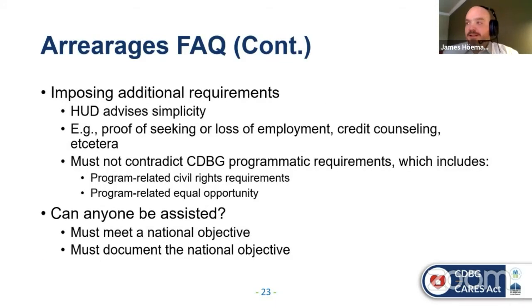So, additional requirements. We are advising simplicity. Don't overcomplicate things when you don't have to.